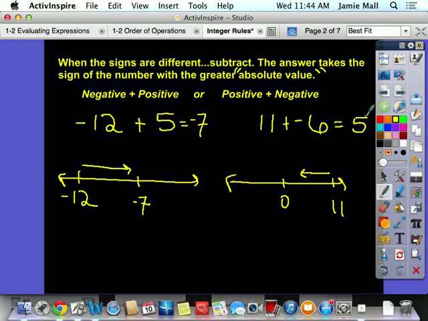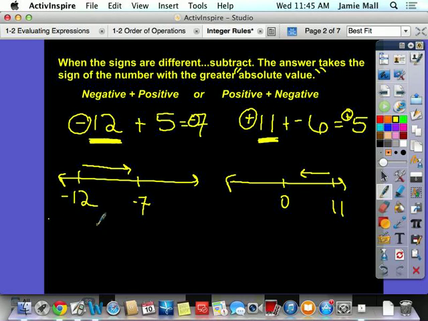Notice the greater absolute value in the first example is negative 12 because its absolute value is 12. 12 spaces away from 0 is greater than 5 spaces from 0. So the answer takes the sign of the number with the greater absolute value. So we've got here a negative 12, and our answer turns out to be a negative. In the second example, 11 plus negative 6, 11 has the greater absolute value. It's a positive, and therefore, the answer turns out to be a positive.